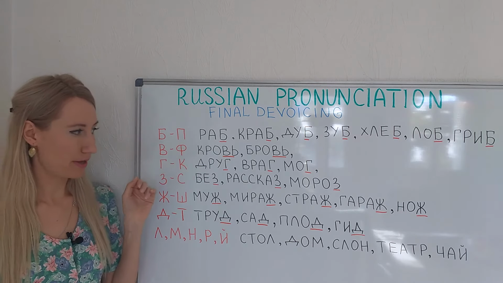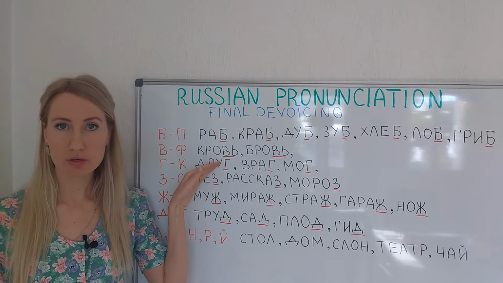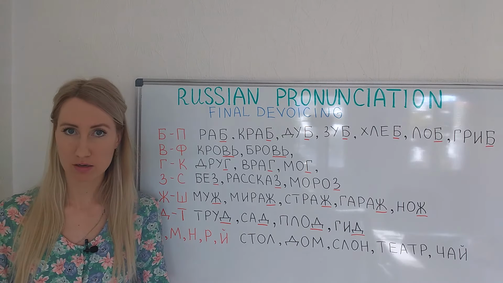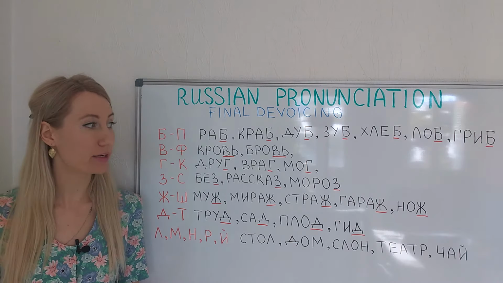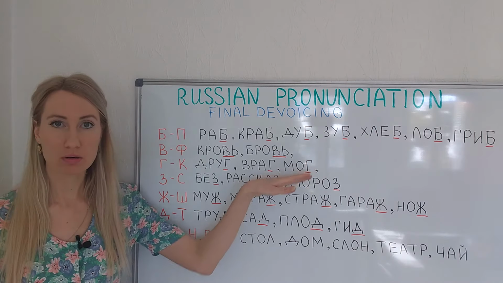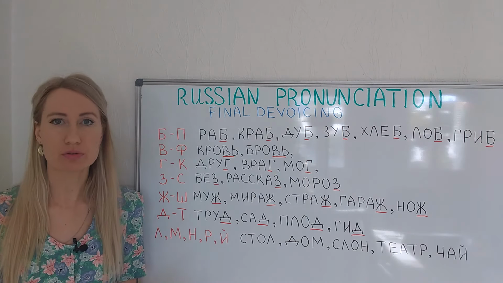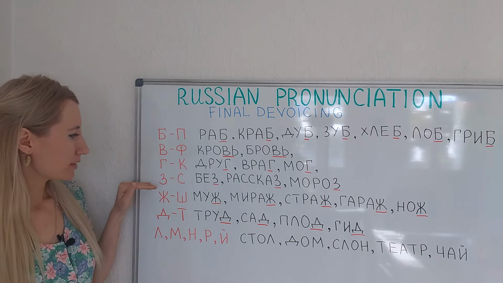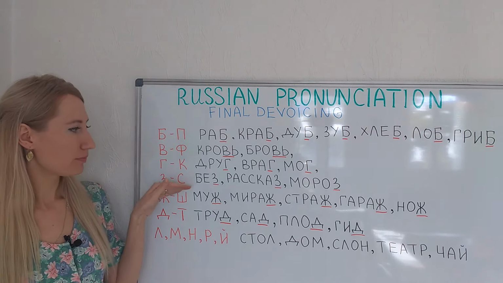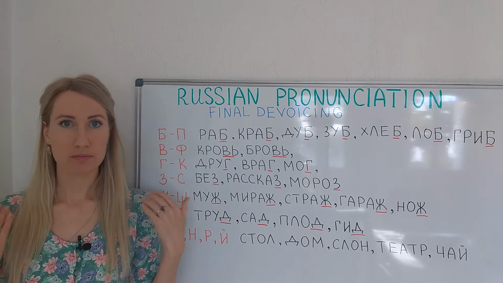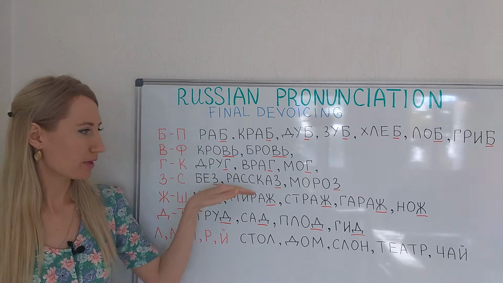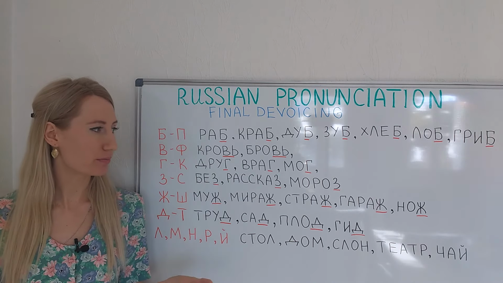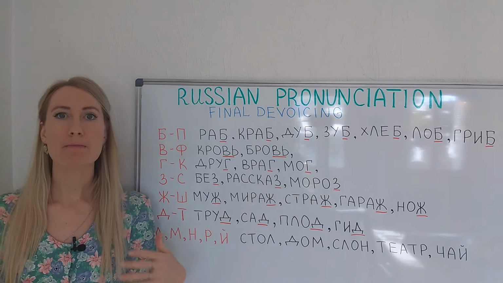G, k pair. Друг, друг, a friend. Враг, враг, an enemy. Мог, мог, I could or he could. Я мог, I could. Z, s pair. Без, без, without. Рассказ, рассказ, a story. Мороз, мороз.